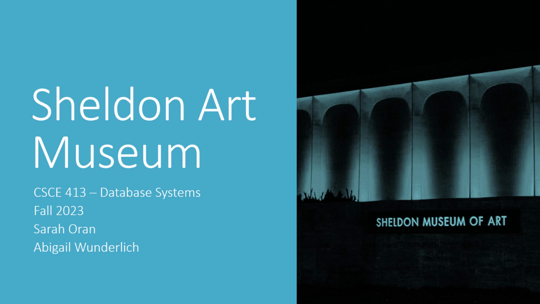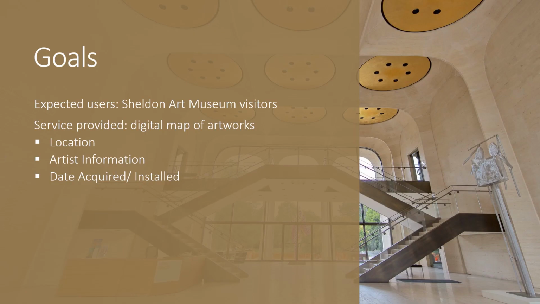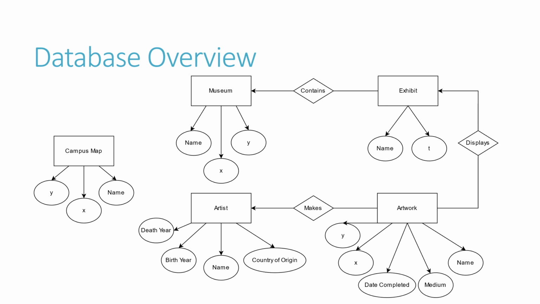depth of our goals. The goals for this project include the expected users, which would be Sheldon Art Museum visitors, whether students or not, and the service provided would be a digital map of the artworks that includes location, artist information, and date acquired. Our database includes 5 tables.